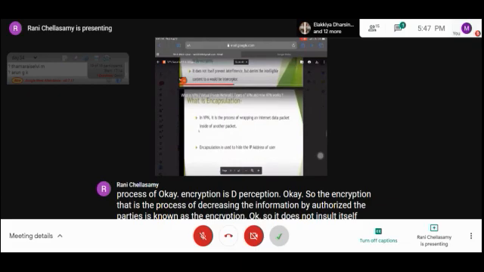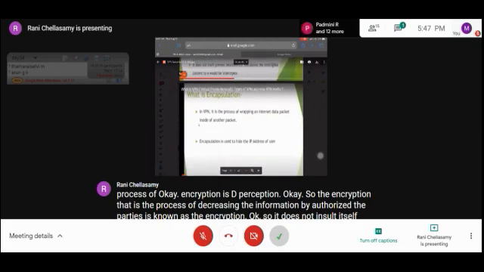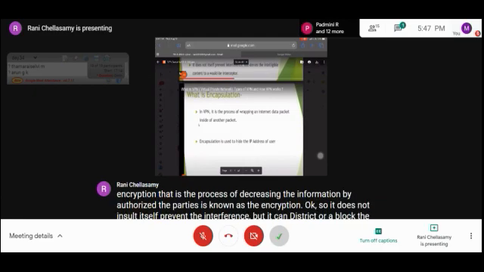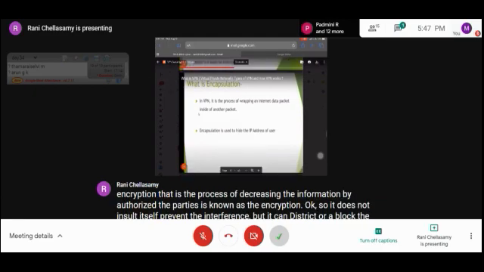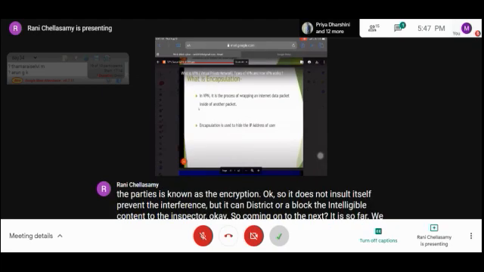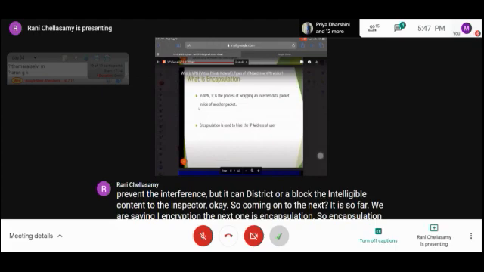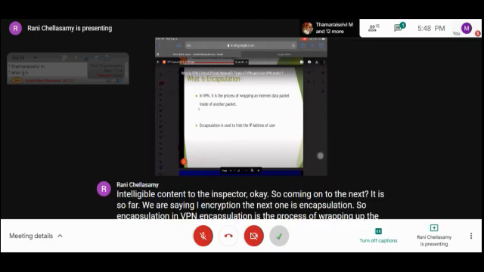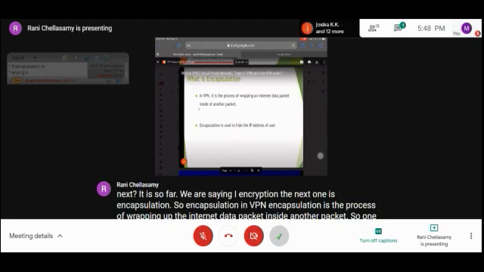So coming on to the next one. So far we have seen encryption. The next one is encapsulation. In VPN, encapsulation is the process of wrapping up the internet data packet inside another packet. So one packet is wrapped inside another packet. Encapsulation is also used to hide the identity of the user, that is, the IP address of the user.